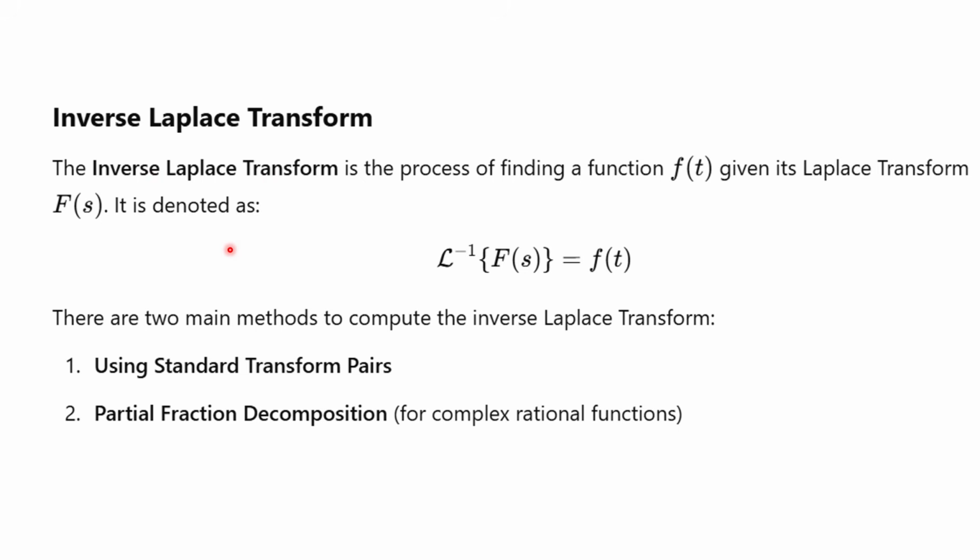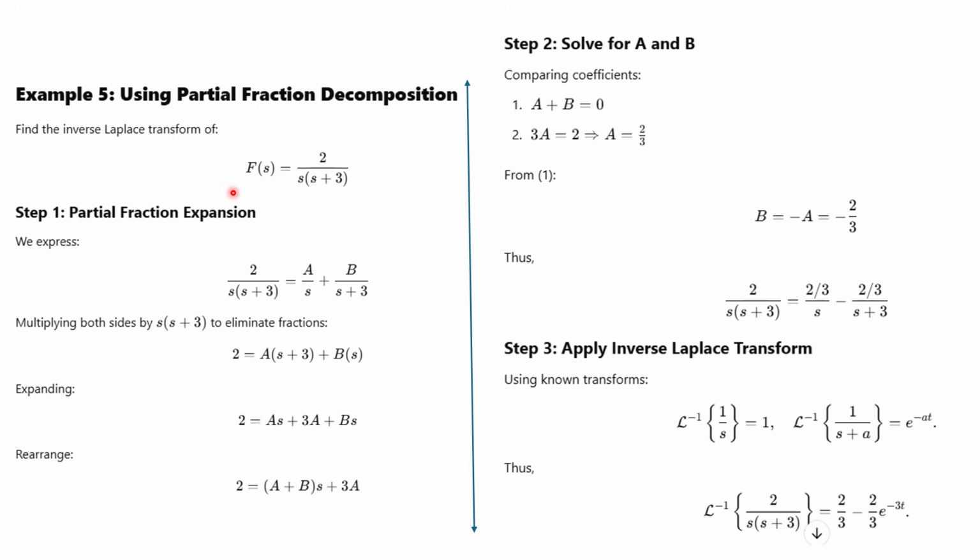So now let's talk about the inverse Laplace transform. The inverse Laplace transform is the process of finding a function f(t) given its Laplace transform F(s). It is denoted as L inverse of F(s) is equal to f(t), right? So we are converting back into the time domain, and that is called the inverse Laplace transform. As usual, like the inverse Fourier transform, right? We can do it either using the standard transform pairs, if we know them, otherwise we can use the partial fraction decomposition technique.